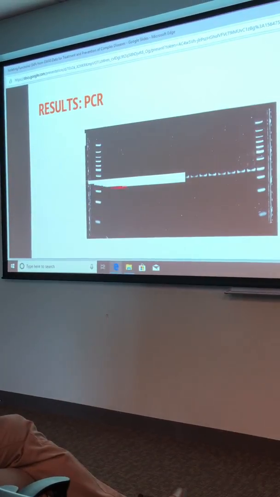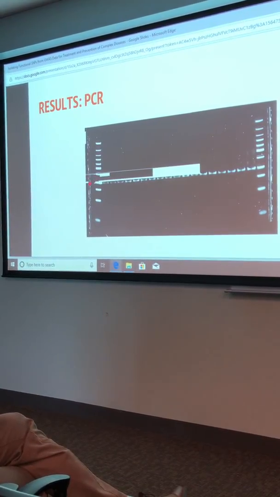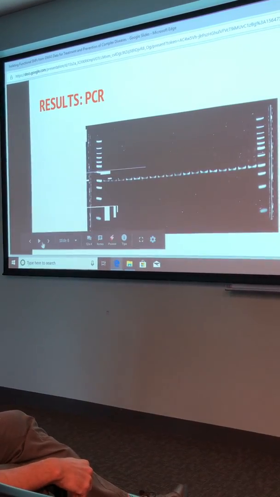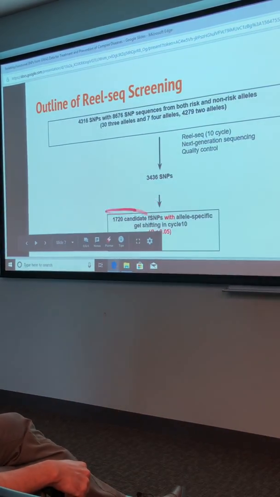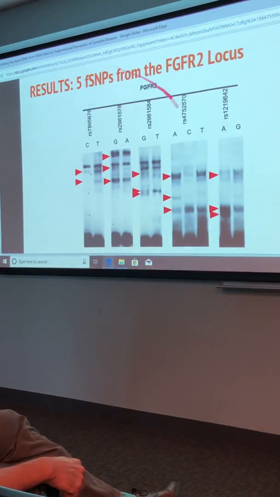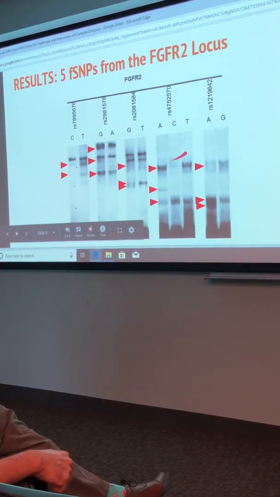And so we have the bands at about 100 base pair, I believe. Since they were all visible, we could move on to gel shifting. As I was mentioning here, we have 1720 candidate functional SNPs, and here are the 5 SNPs we were able to do to illustrate the concept.